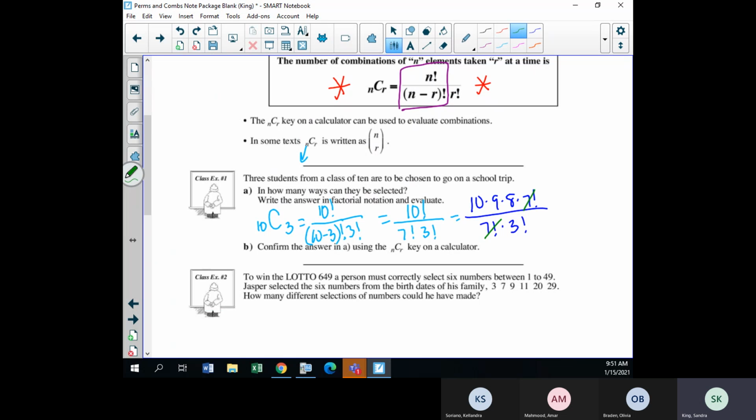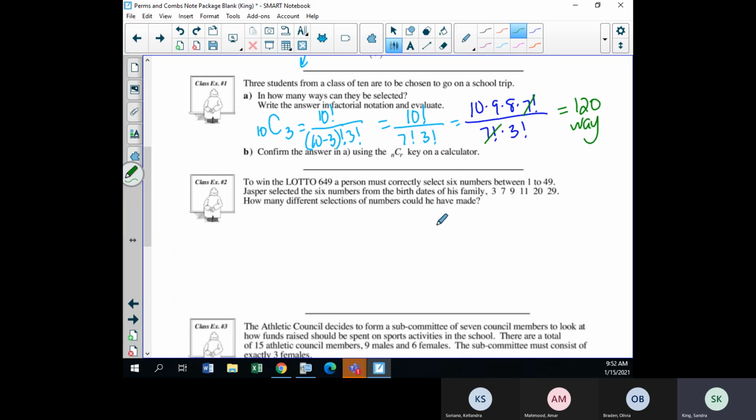7 and 7 would cancel. And then you would type in on your calculator 10 times 9 times 8, hit enter, and divide that by 6. 3 factorial is 6. And what you should get is there's 120 different ways. If I have 10 kids in my class, to choose 3 of them to go on a school trip, there's 120 different ways. Confirm the answer using nCr on your calculator. So just confirm for me on your calculators, type in 10, choose 3, and you should get 120.